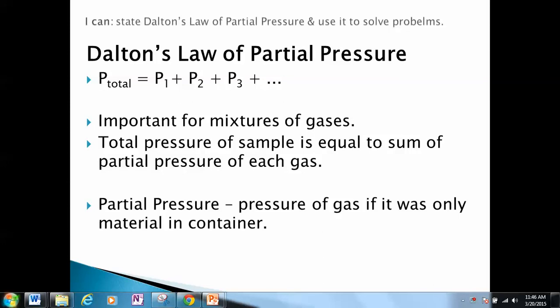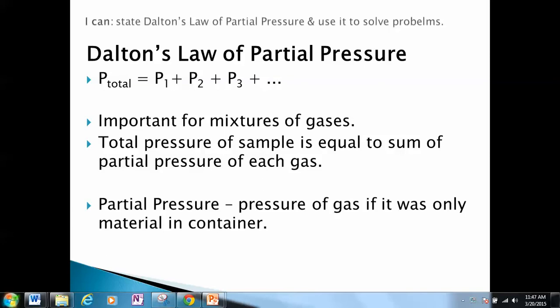Alright, so in this video we're going to take a look at another gas law, which is referred to as Dalton's law of partial pressure. This is a law that becomes very important when we're talking about mixtures of gases. For example, if we're talking about air, air is made up of nitrogen and oxygen, carbon dioxide, some other gases. So if we wanted to talk about each one of those gases individually, each of those gases contributes its own pressure towards the total pressure that we have in the atmosphere.